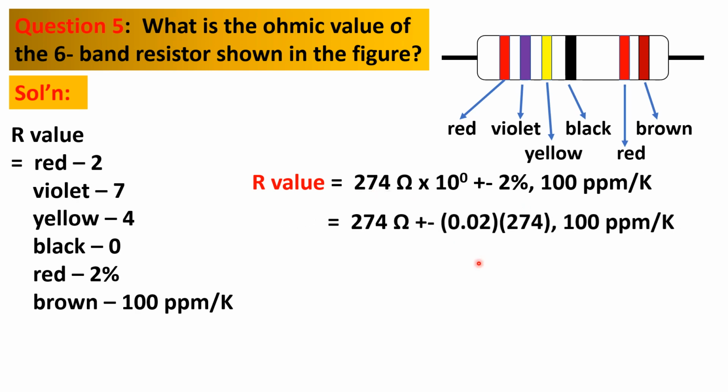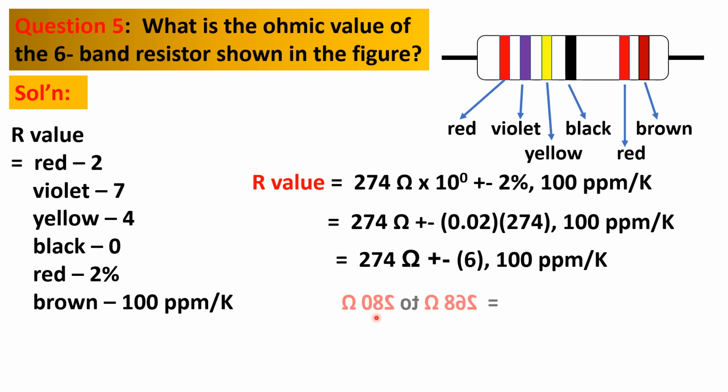So what we get is the 2% of 274 is equivalent to 6 ohms rounded to the nearest whole number. So that means our final range for the ohmic value is from 268 ohms to as high as 280 ohms, with the coefficient of temperature value 100 parts per million per Kelvin.